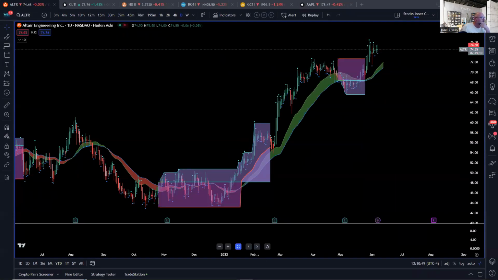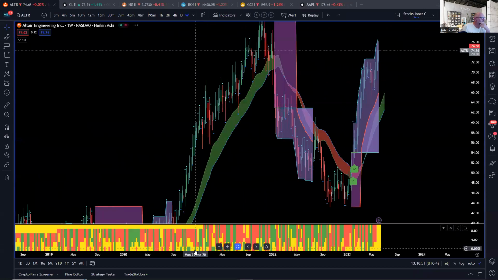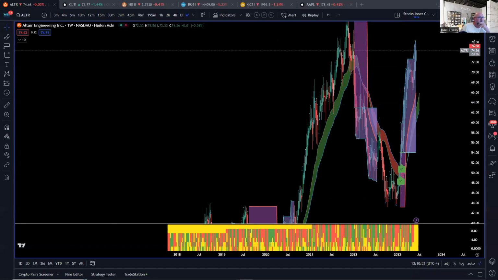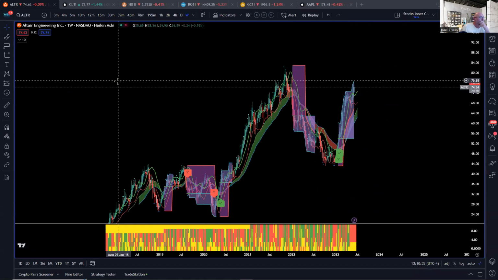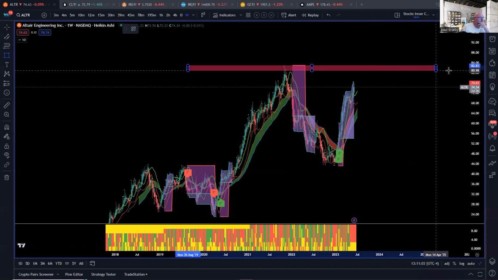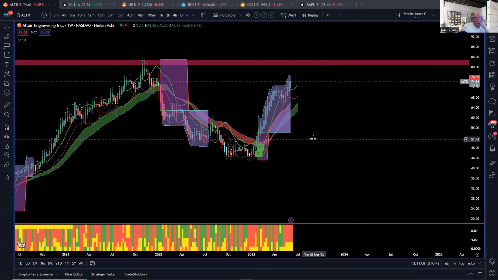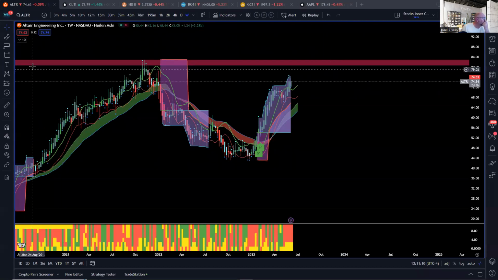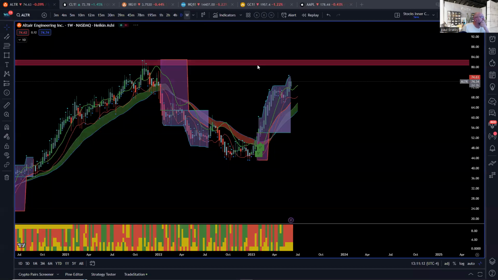Are we near the all-time highs? Put it on the weekly. Let's look left. We've got a bit of room up there. They must have earnings soon. Just look at the zone up there. Still looks pretty bullish. That's the daily.